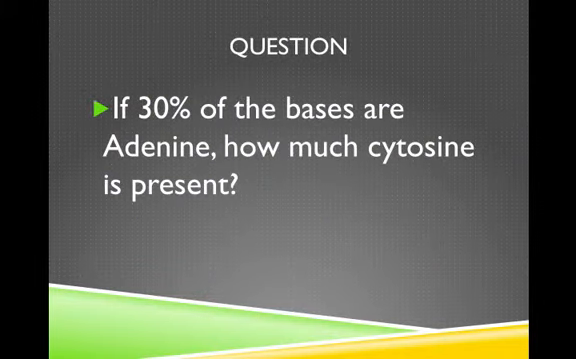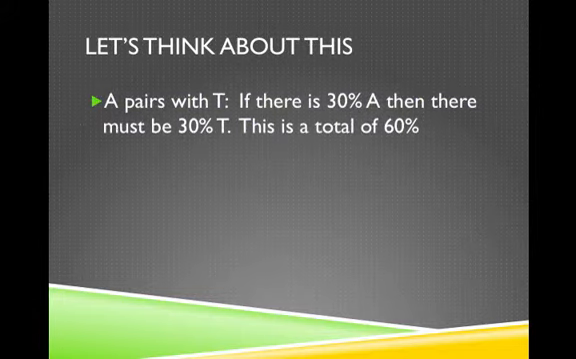So here's a question. If 30% of the bases are adenine, how many or how much is cytosine? Well, if I have 30% adenine, there must also be 30% of thymine or T. This gives me a total of 60% of my DNA.